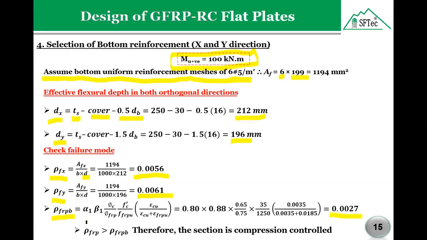And as we know from our previous webinars, if the flexural reinforcement ratio, which is this one or this one, is greater than the balanced flexural reinforcement ratio, then the section is a compression controlled section. And actually, the compression controlled section is the most preferable section in the case of using GFRP bars or any kind of FRP bars. So here we check the failure mode and it's okay.